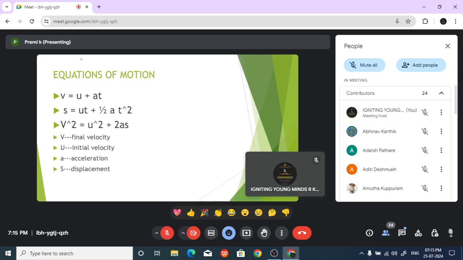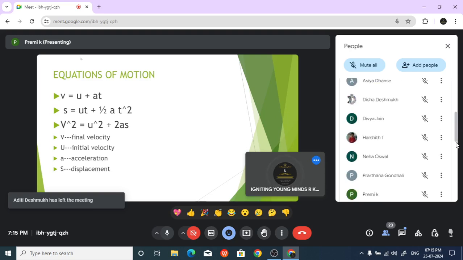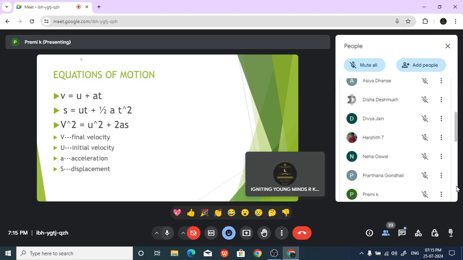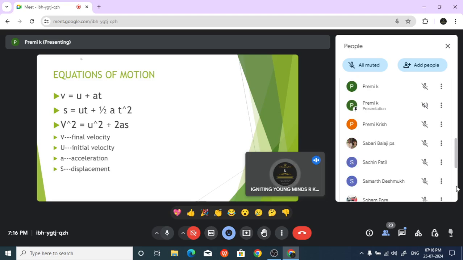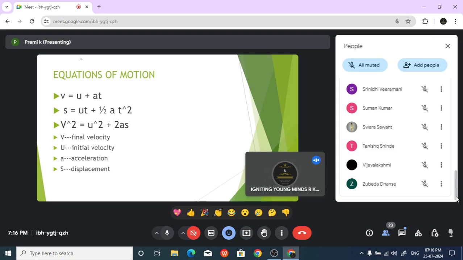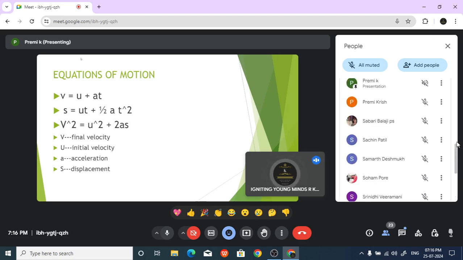Say it thrice so that you can easily memorize it. Aditi Deshmukh, can you try? You want to try, Aditi? Adarsh, do you want to try? Just read whatever is given in the slide. Who else wants to come? Prarthana, do you want to try? Any new person? Sachin Patel or Vijay Lakshmi, you want to try? You can come forward because this is the way we learn. Swara Sawant, how about you? You want to try? Okay, any of our existing students, anyone can read this.